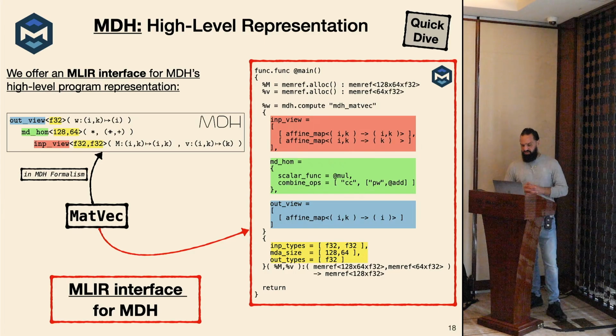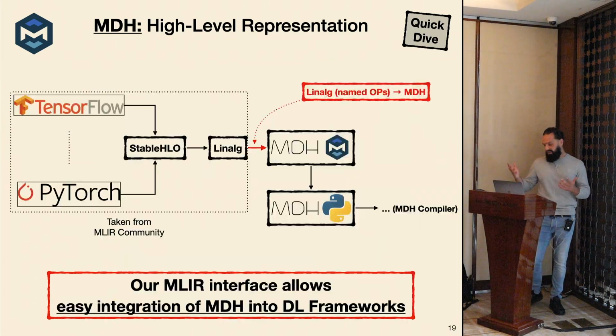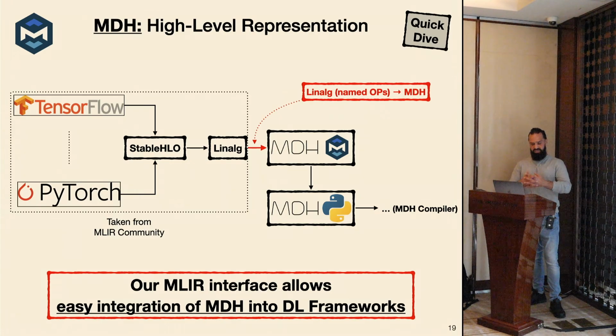And here, for example, we can see again the 3 higher-order functions: inview, mdhom, outview. Index functions are, for example, expressed as affine maps, which are building blocks of MLIR. We have the type parameters and so on and so forth. And our MLIR interface has a particular advantage that allows easy integration of MDH into deep learning frameworks.